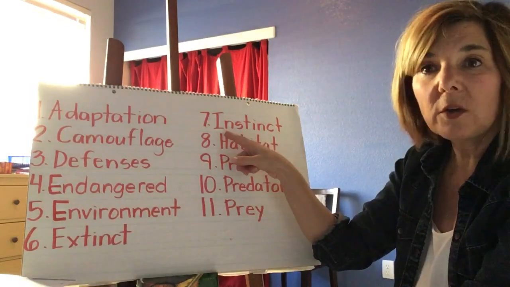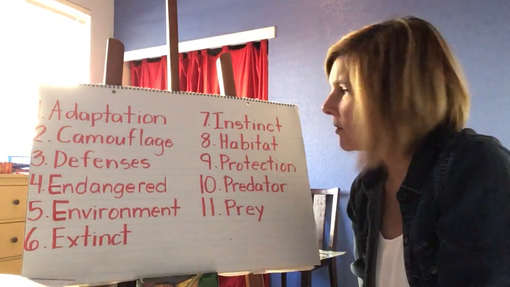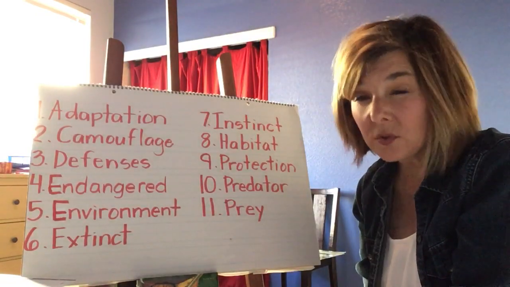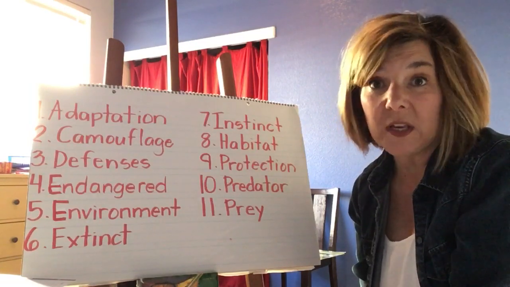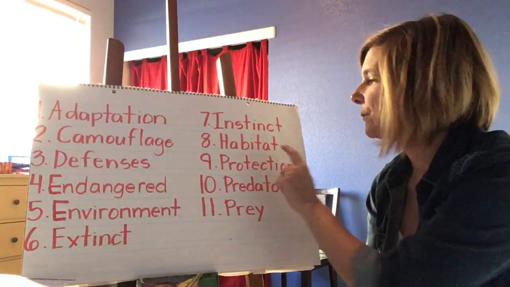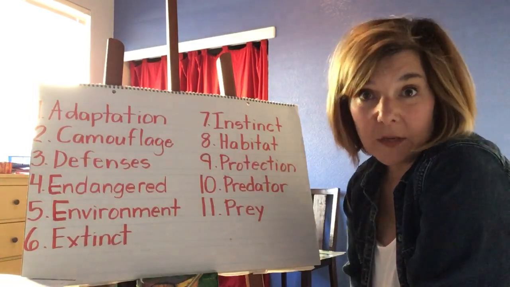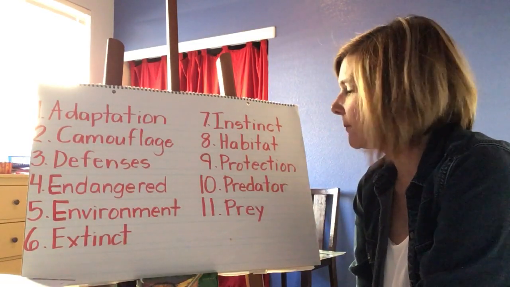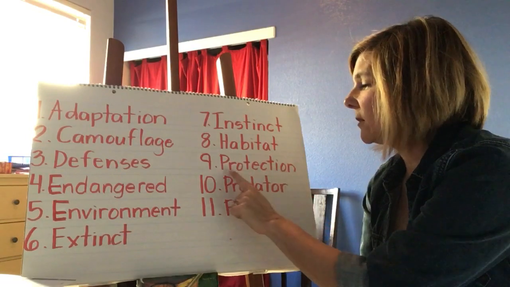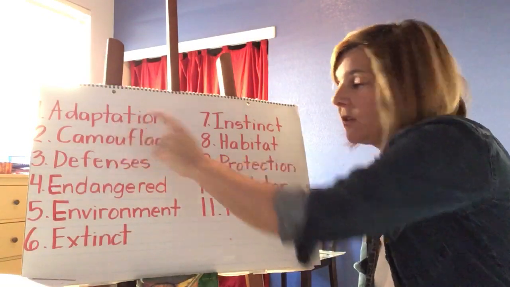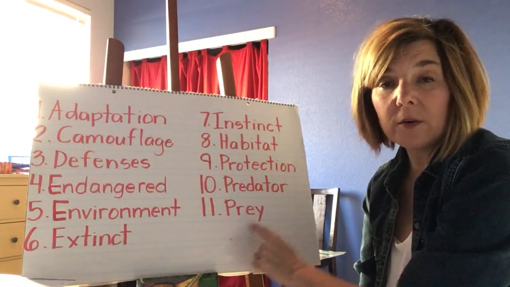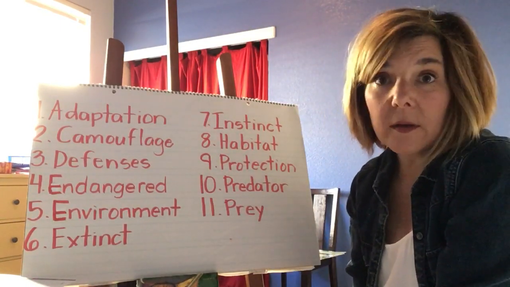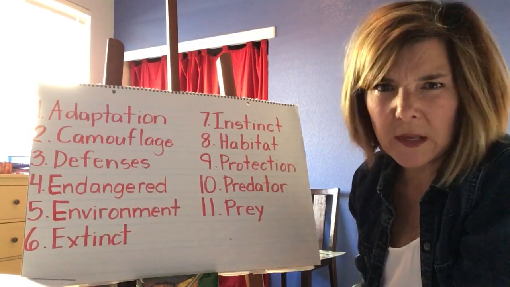You also might want to talk about your animal's instinct. So what that animal knows to do to survive. Nobody had to teach the animal. God created it with an instinct to know how to survive. Habitat. You're going to tell me where your animal lives. Number 9, protection. Does one of your animal's adaptation help it protect itself? And then is your animal a predator or a prey? So these are animal vocabulary words you should be thinking about as you write your animal report.